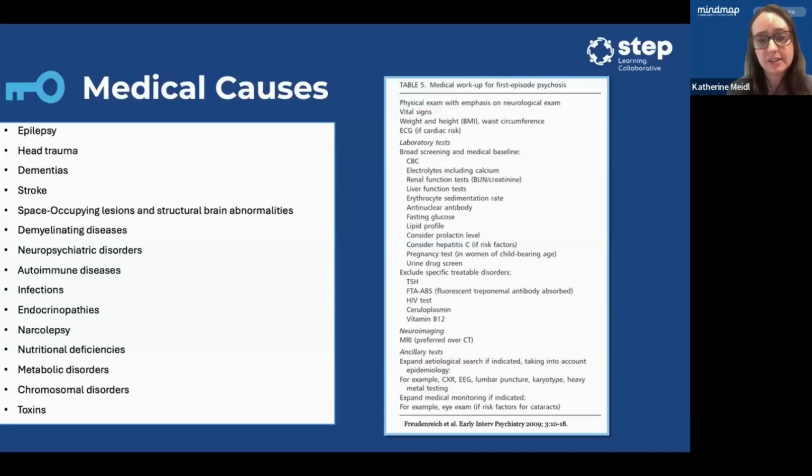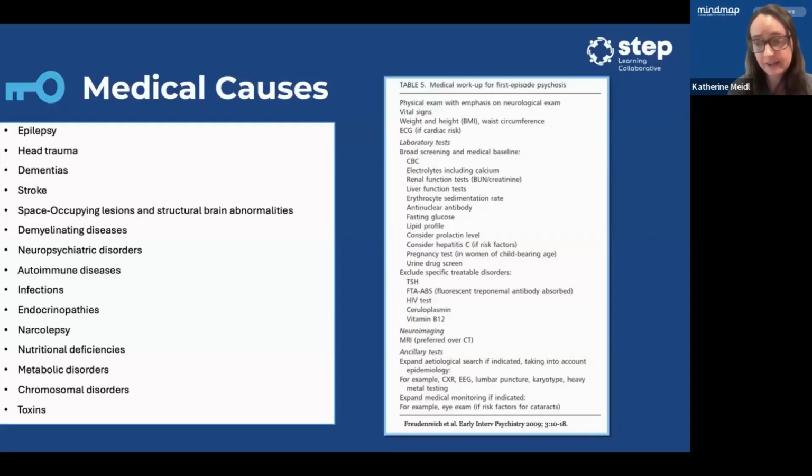When thinking about demyelinating diseases, though it is not typically associated with psychosis, something that is more rarely associated would be something like multiple sclerosis. In considering neuropsychiatric disorders, things like Huntington's disease come up or Wilson's disease. When thinking about the autoimmune conditions, we think about paraneoplastic syndromes or systemic lupus as well.